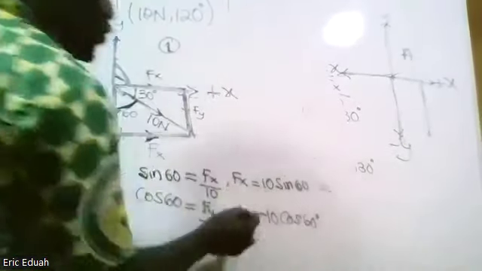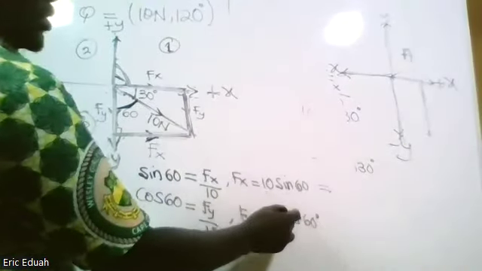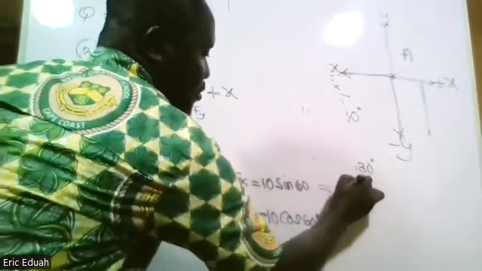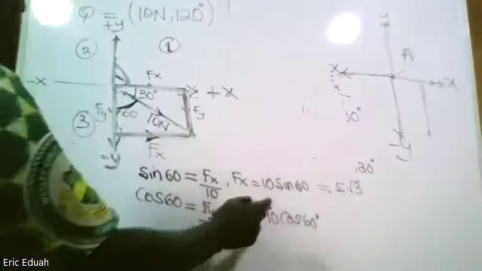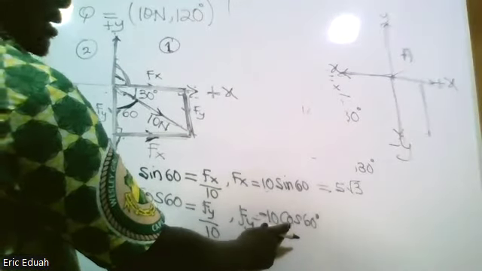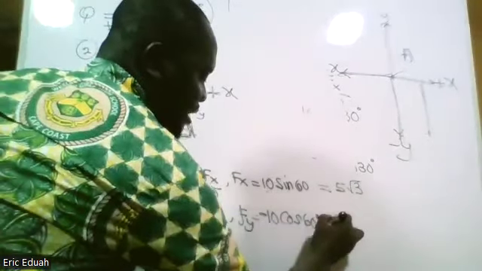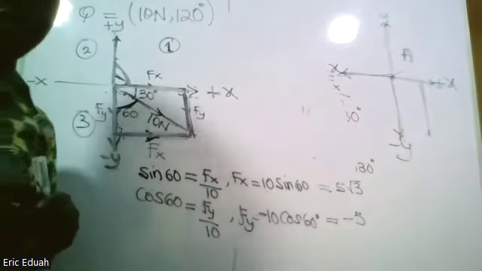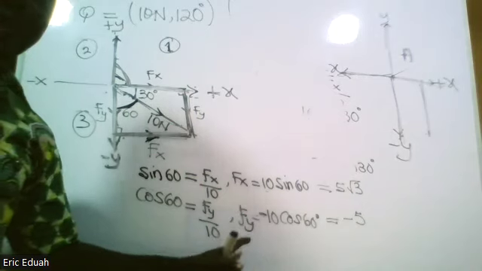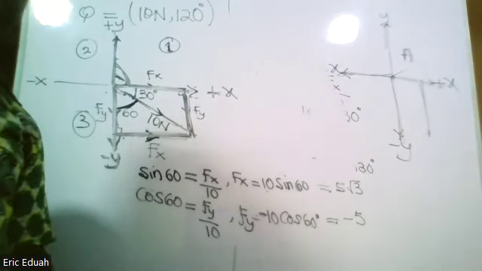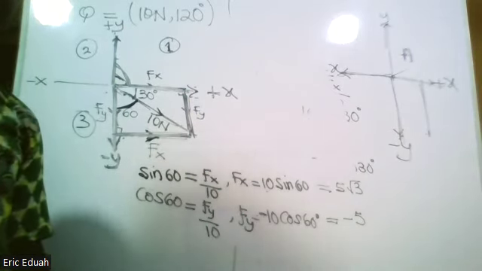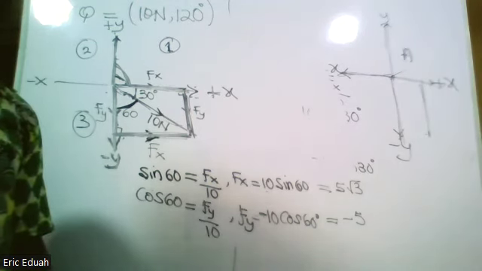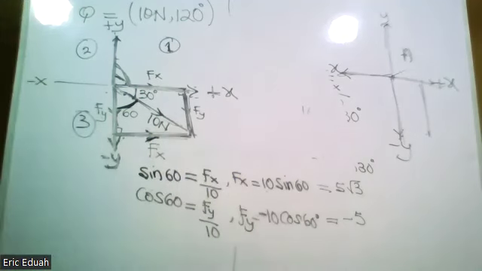So Fx is equal to sine 60, which is root 3 on 2, so 5 root 3. Cos 60 is half, so Fy is negative 5. Please, is it different from the other answers we had? Is it different? No, please. What is your concern?